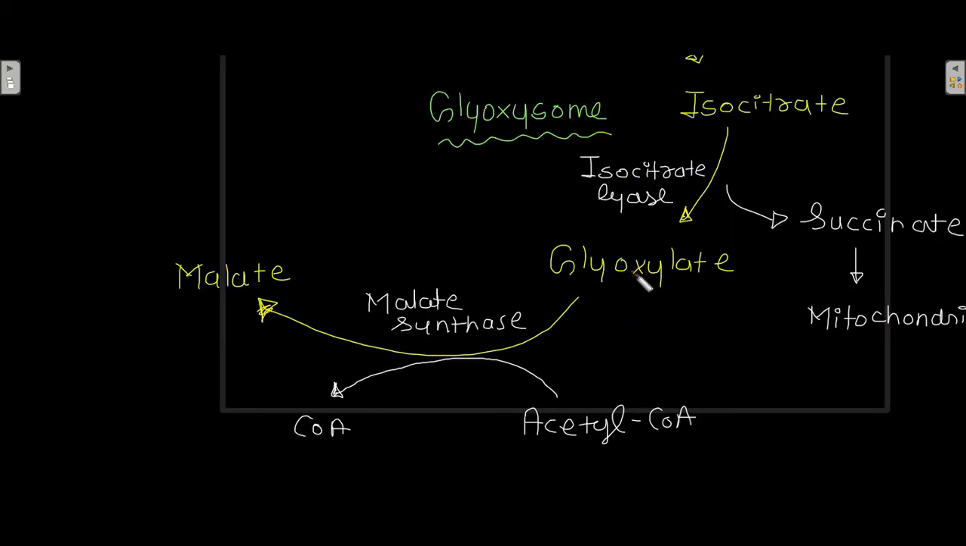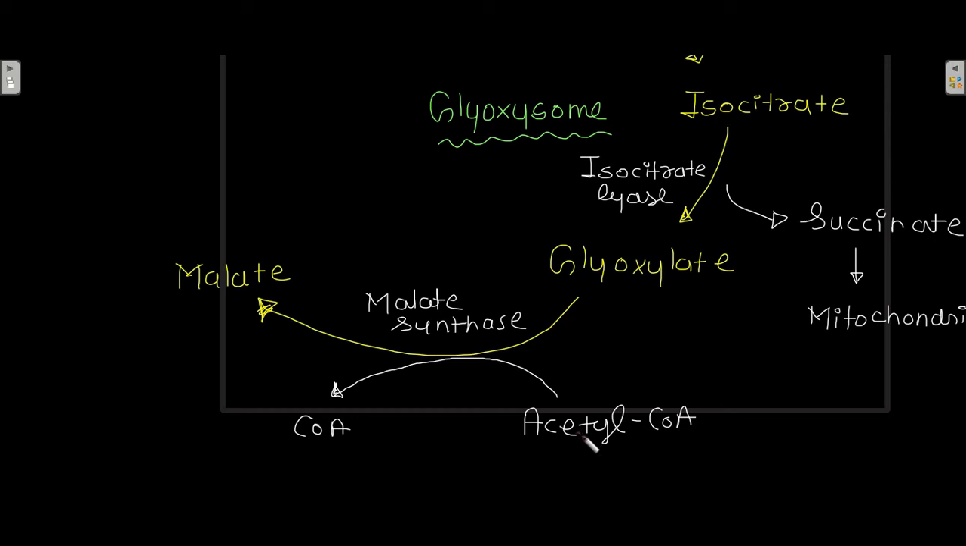Now after that, the glyoxylate which is produced from isocitrate is then converted into malate, and in this conversion one acetyl coenzyme A molecule is consumed, and this reaction is catalyzed by malate synthase. Okay, glyoxylate takes up the acetyl group of this acetyl coenzyme A and it produces malate. Okay, so one molecule of acetyl coenzyme A is consumed here.